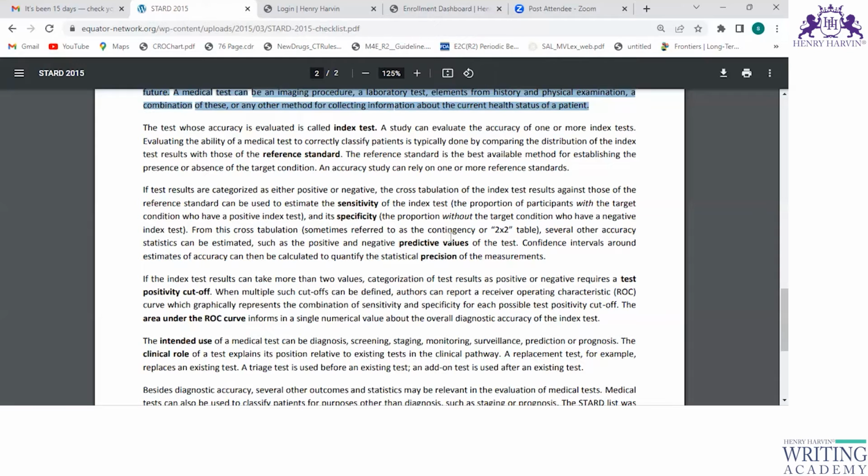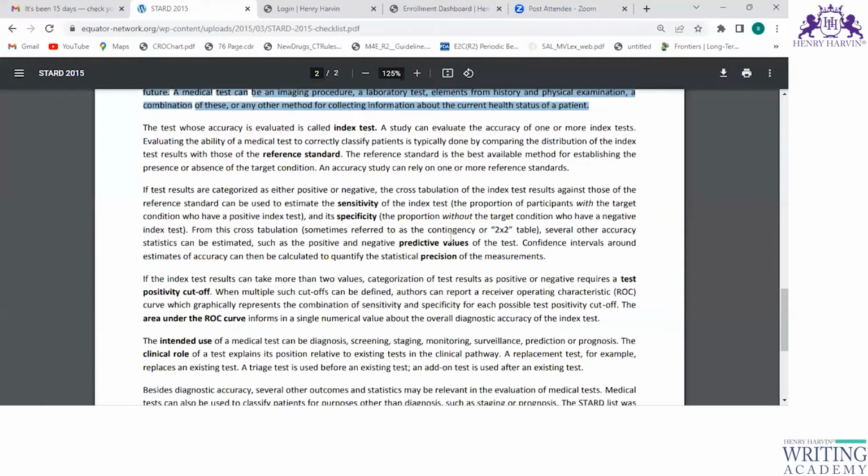So sensitivity is when the target condition is present in the participants and the index test is positive, and specificity means that when the target condition is absent in the population and the index test is negative. Okay, so that is the sensitivity and specificity.